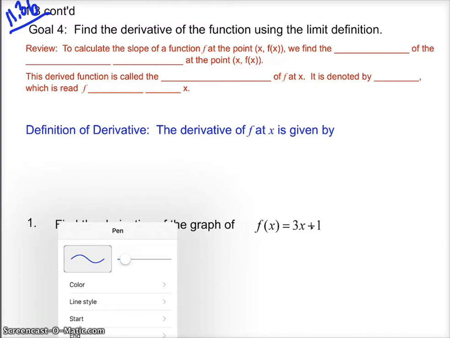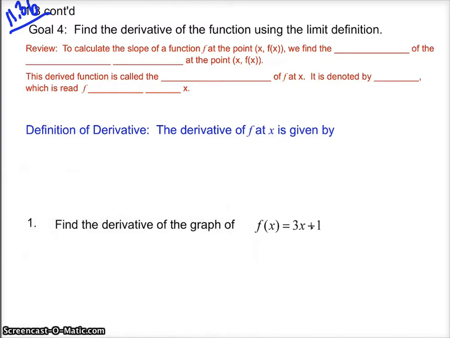So yesterday, you learned that if you have a nonlinear function, in order to calculate the slope of a function f at point x, f of x, we find the slope of the tangent line at the point x, f of x. Hopefully you completed your homework that corresponded to that, so you've practiced on finding that slope.